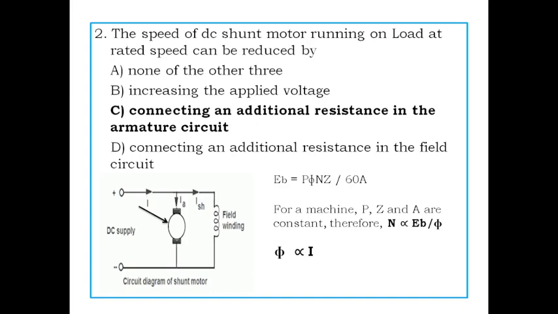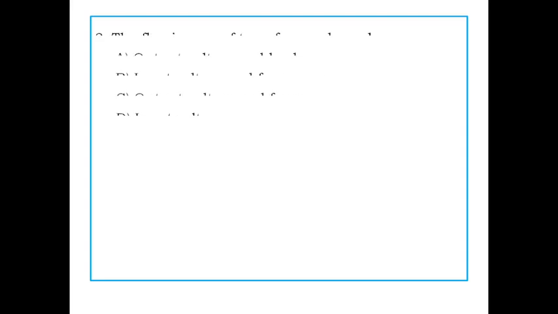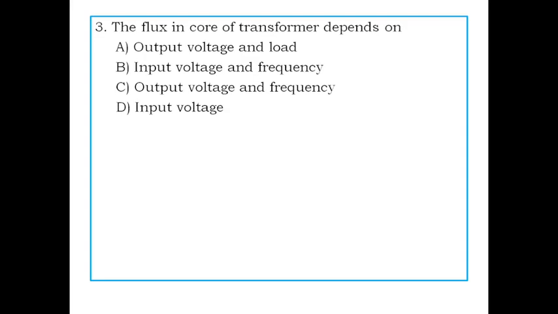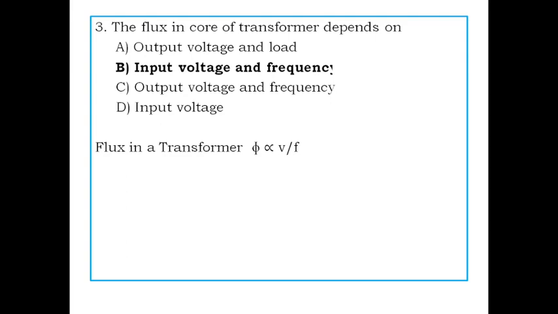Now let's move on to the next question. The flux in the core of a transformer depends on dash. Without looking into the options, let us go for a relation here. We have a relation that the flux is directly proportional to the applied voltage divided by frequency. So you can say that input voltage and frequency will be the answer for this question. Flux in the core depends on input voltage and frequency, that is option B.